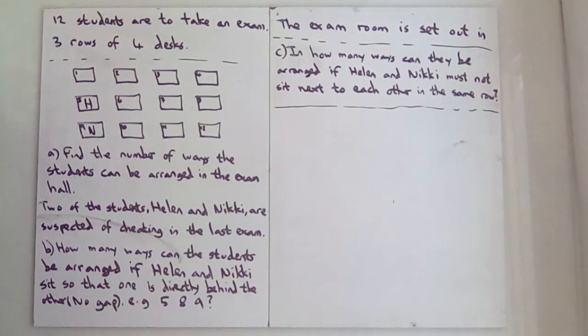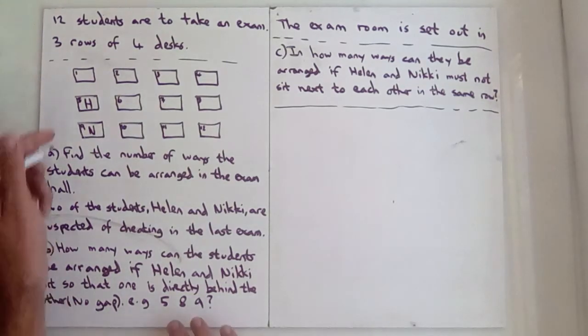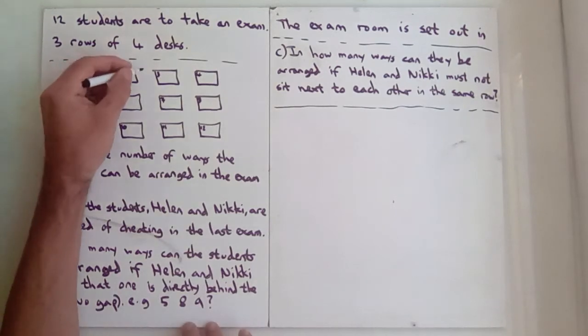Part C, in how many ways can they be arranged if Helen and Nikki must not sit next to each other in the same row? So that just means that something like this cannot happen.